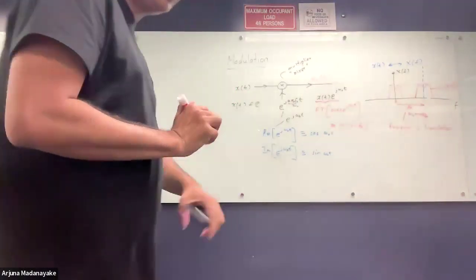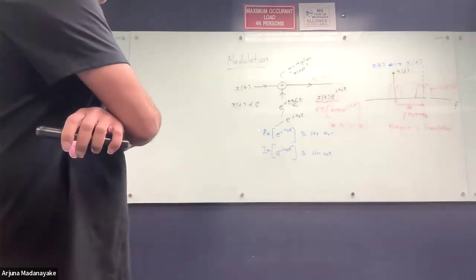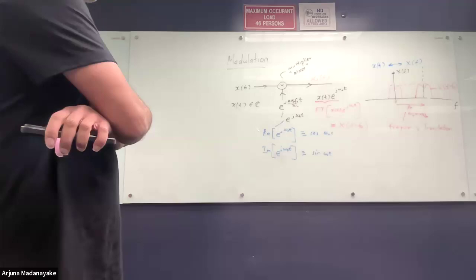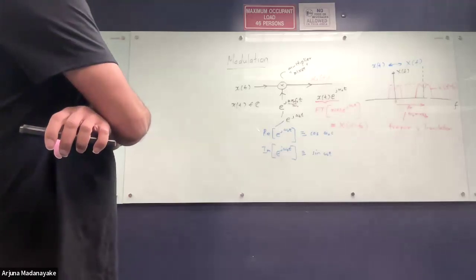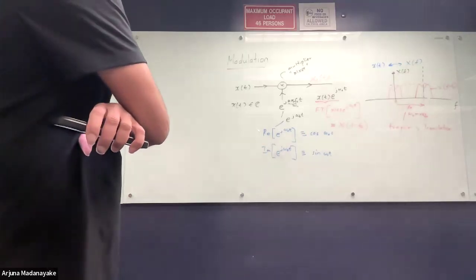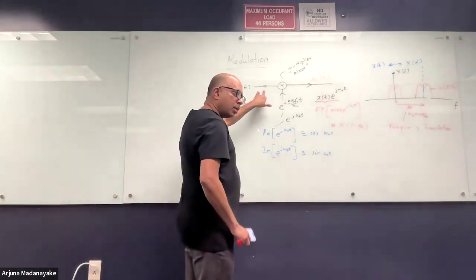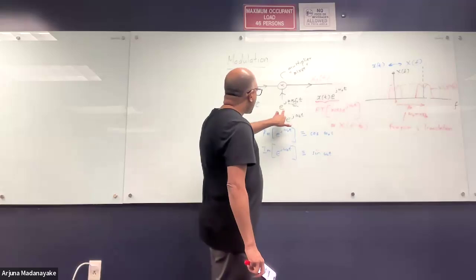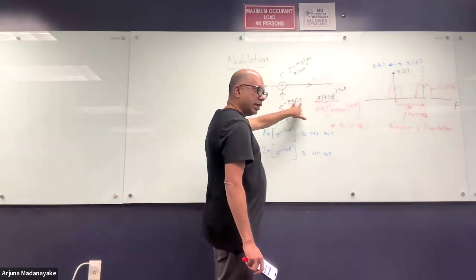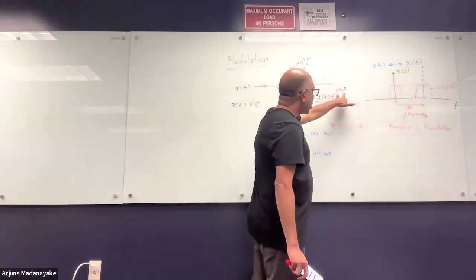Okay, so if I understand this correctly, x1 of f is equal to what we were talking about earlier, the small x of t times the exponential function. So I have x of t going in. I'm multiplying that with exponential j 2 pi f naught t, and the resultant is x of t times e to the j 2 pi f naught t.